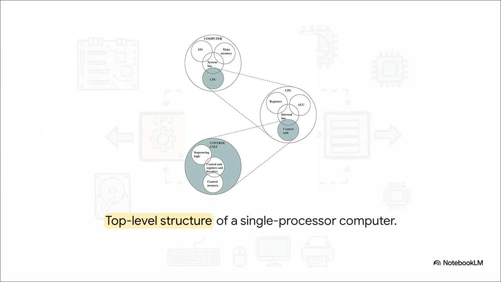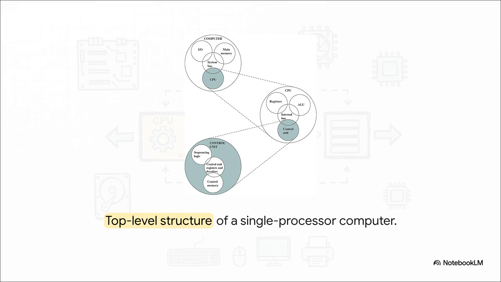Now, what's truly fascinating is how we can map those 4 conceptual functions directly to actual physical structural components. Let's look at a traditional single-processor computer. The CPU, or central processing unit, handles the control and data processing functions. The main memory handles data storage, and the I/O handles data movement to the outside world. They all communicate across a system bus.